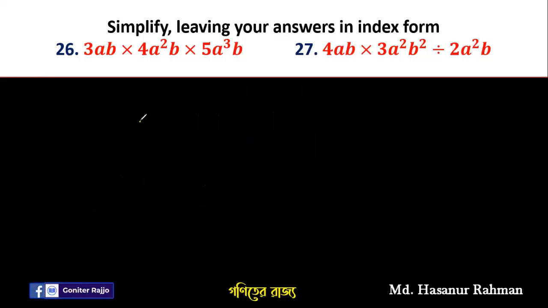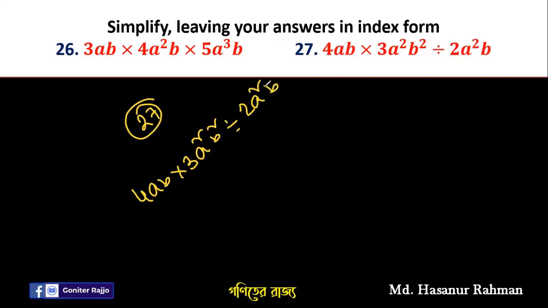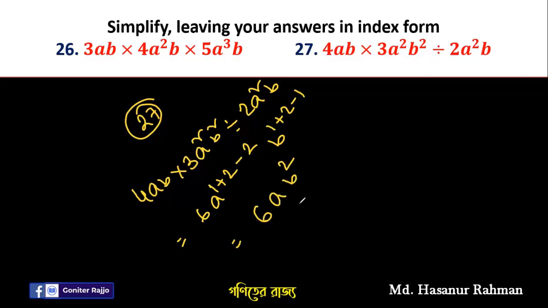Now 27. 27 says 4ab multiplied by 3a square b square divided by 2a square b. So how can you solve this problem? 4 multiplied by 3, 12. 12 divided by 2, that will be 6. Here, if we think about a to the power 1, here 2, we have to add because of the multiplication. And for division, we have to subtract these 2. And b to the power, here 1 plus 2 minus 1. Then our final answer will be 6ab squared. That will be the final answer.